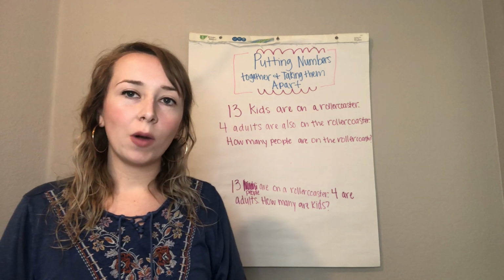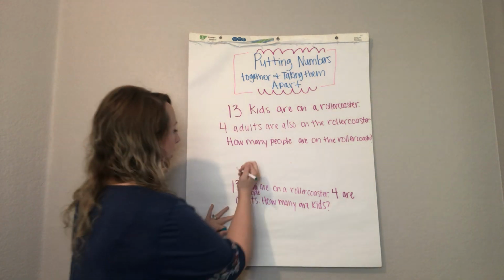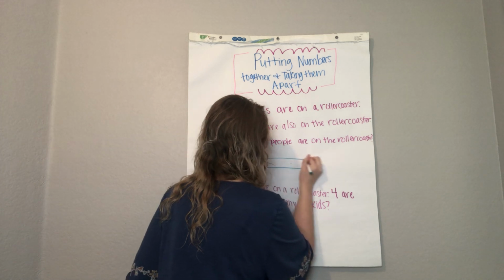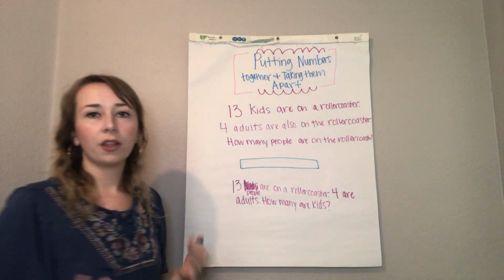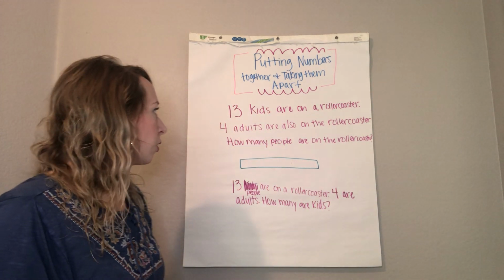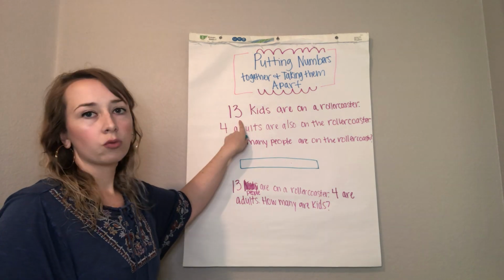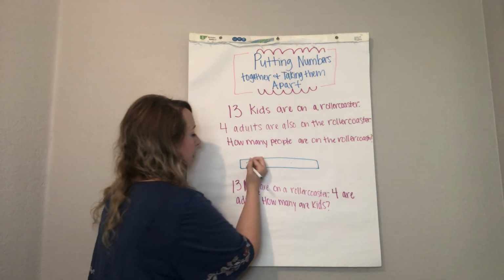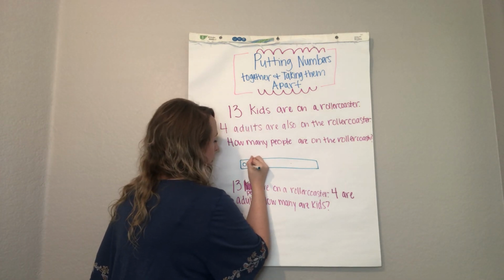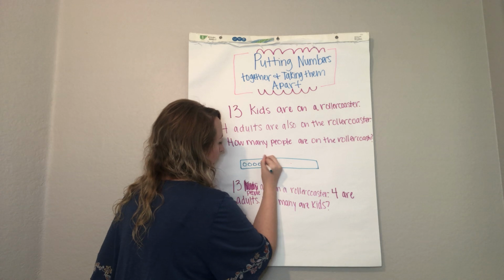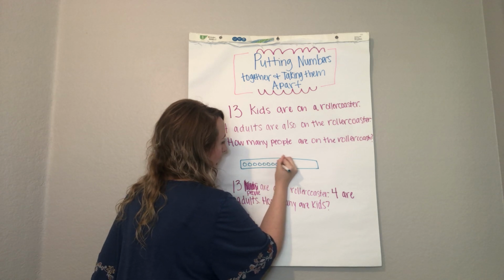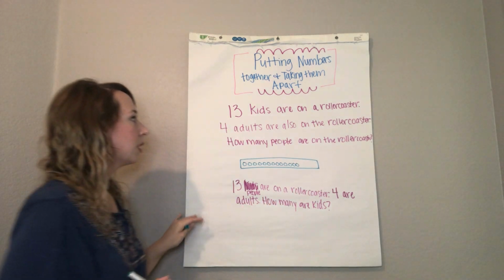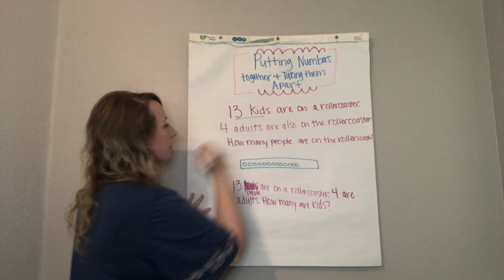So I'm going to show you how this looks here. So Mrs. Gordon is going to draw this rectangle here. And this is actually called the tape box method. So what I'm going to do is I'm first going to draw out the 13 kids that I know are on the roller coaster. So counting with Mrs. Gordon, 1, 2, 3, 4, 5, 6, 7, 8, 9, 10, 11, 12, 13. Okay, so I have the 13 kids.